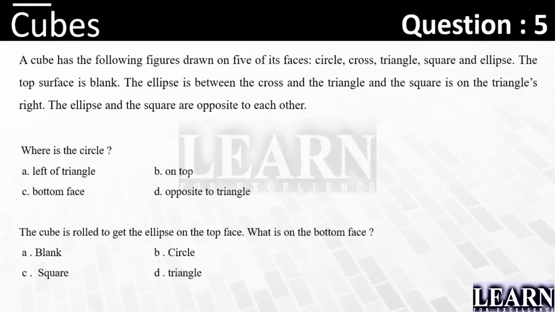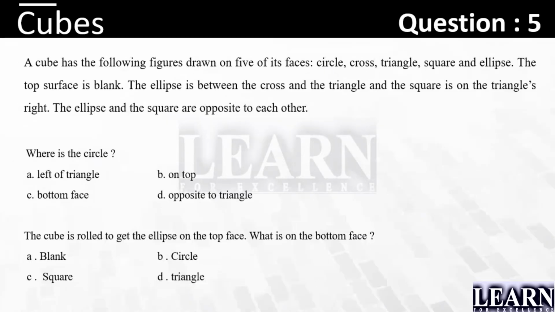Let's have a look at the question. A cube has the following figures drawn on 5 of its faces: circle, cross, triangle, square, and ellipse. The top surface is blank. The ellipse is drawn between the cross and the triangle, and the square is on the triangle's right. The ellipse and the square are opposite to each other.